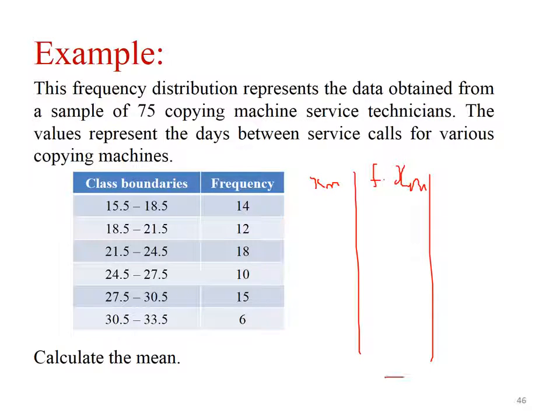So then this summation should be equal to the total number of summation of f into xm divided by the frequency, total sum of this one. That should be equal to the mean. So you can try it yourself, that is practice for you.